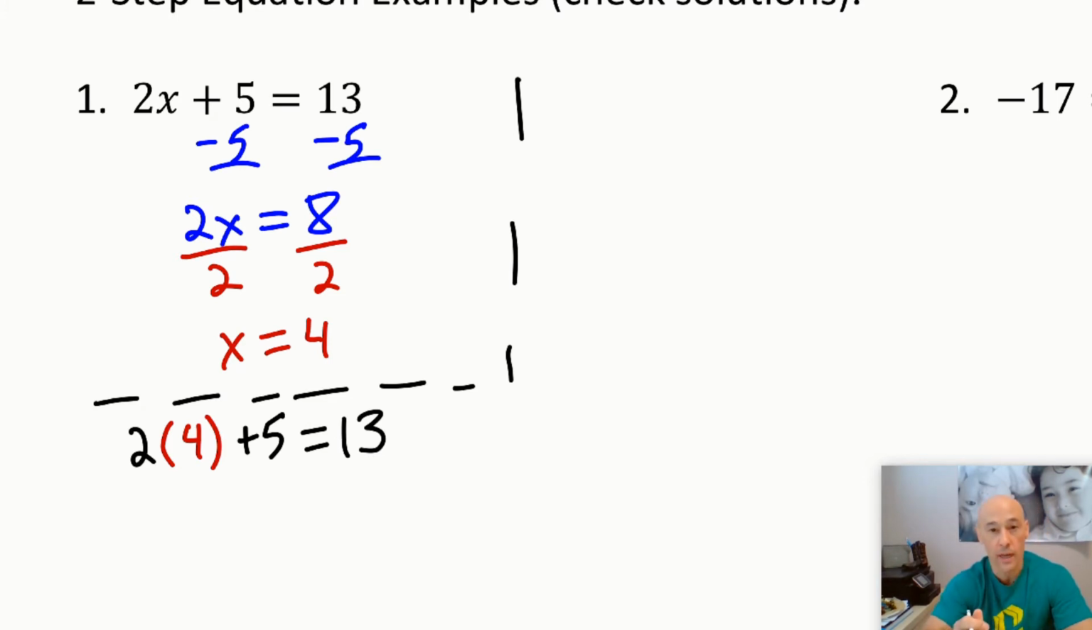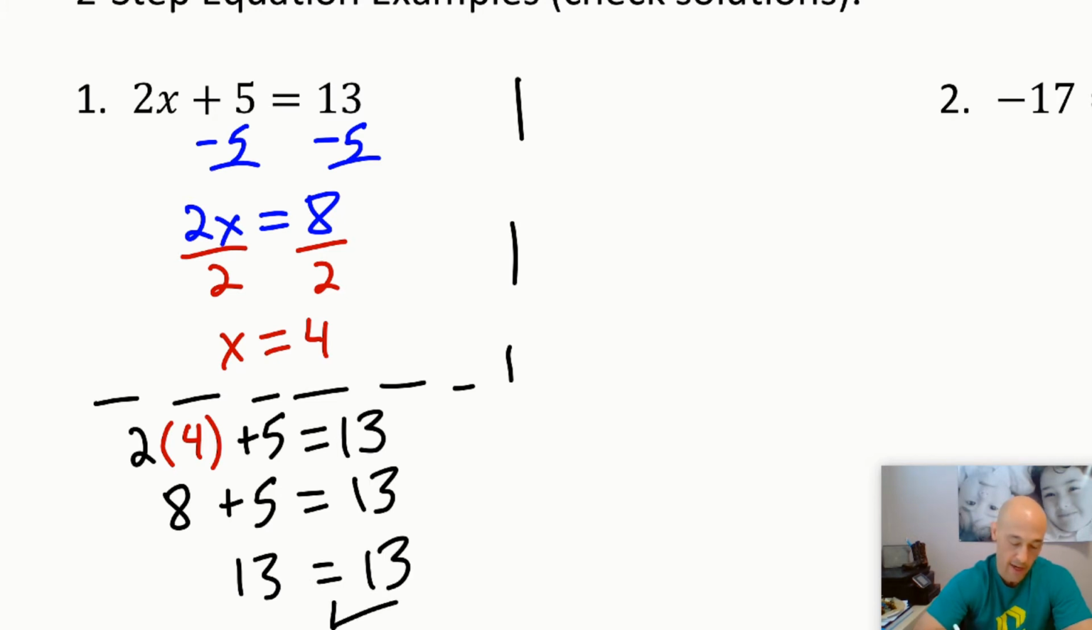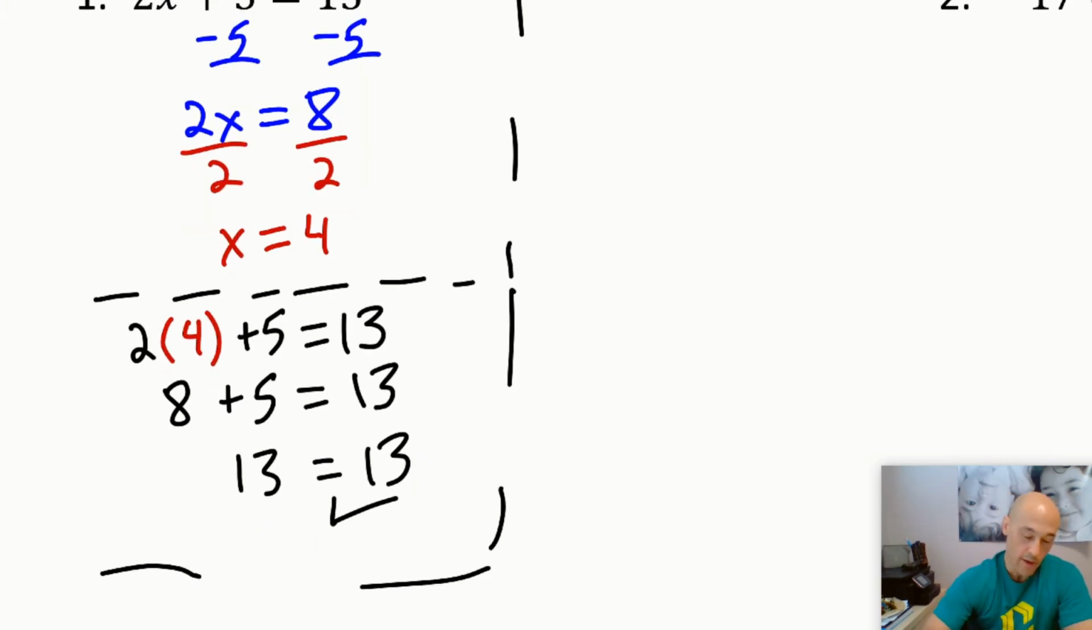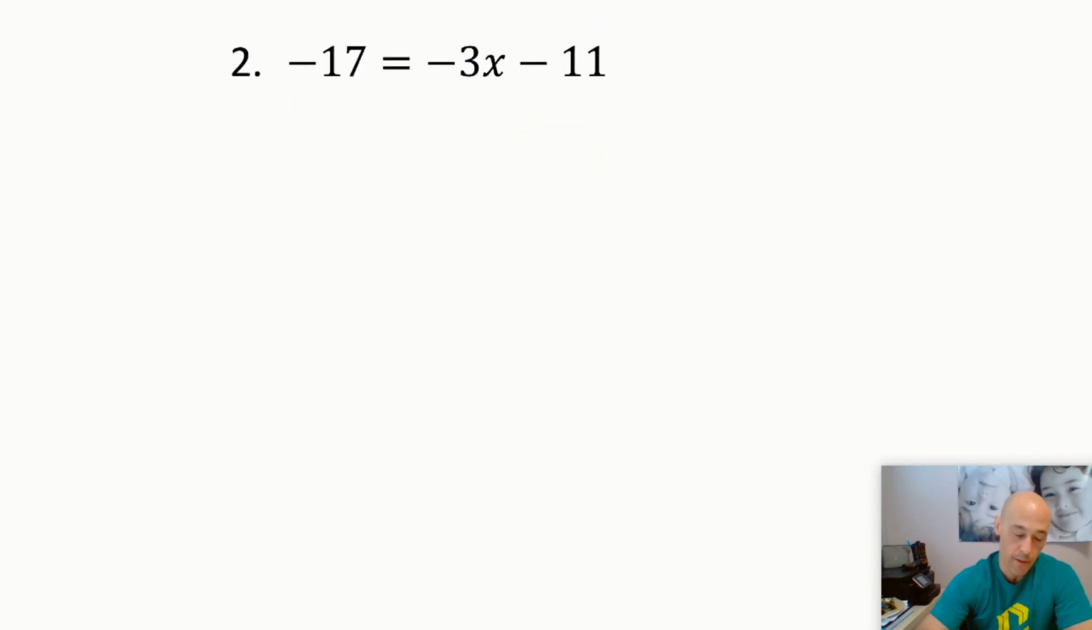Now, when we're checking, we use PEMDAS. So is there anything to do inside the parentheses? No. Are there any exponents? No. So now we do multiplication and division from left to right. So as we look through our equation here, we have multiplication right here. 2 times 4 is 8. Now we have plus 5 is equal to 13. 8 plus 5, that is 13, equals 13, and it checks. So we've checked that solution, we solved, and then we checked. So there's our answer there.